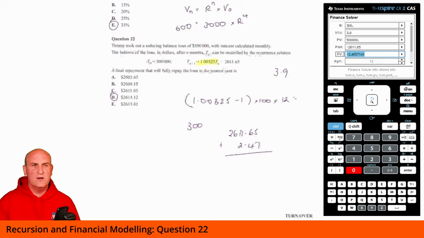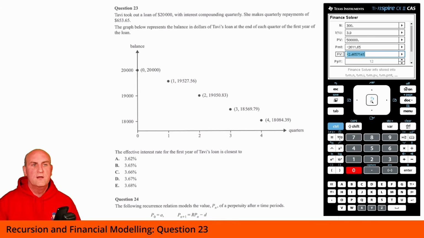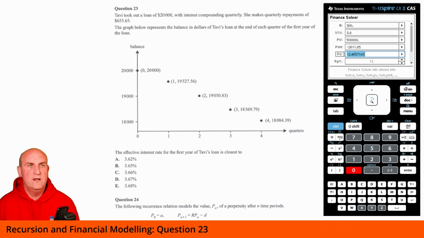All right, there was actually quite a lot of working out in that one. Question 23. Tavi took out a loan of $20,000 with interest compounding quarterly. Okay, so you're compounding quarterly. She makes quarterly repayments of $653.66. The graph below represents the balance in dollars of Tavi's loan at the end of each quarter of the first year of the loan. Okay.